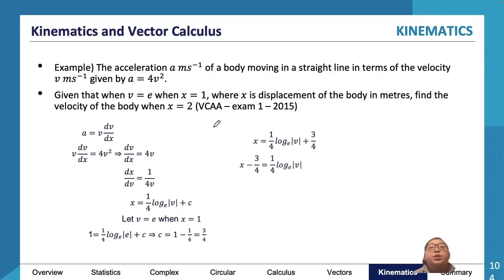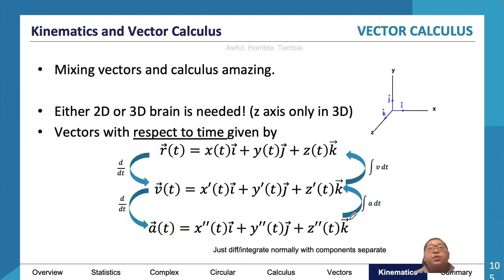So then you substitute in when x equals 2, or you can rearrange it first. We can rearrange here to get v equals e to the power of 4x minus 3, or we could just substitute when x equals 2. Then you let x equal 2 and substitute that in. You'll get that log v equals 4 times 2 minus 3, which will mean that v equals e to the power 5. So you'll get e to the power 5 meters per second.